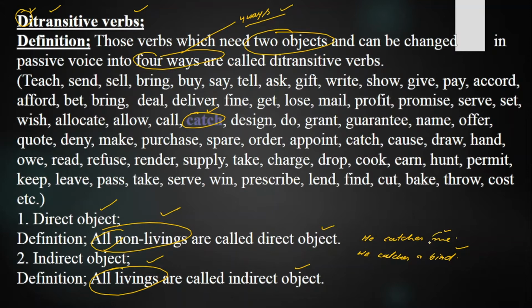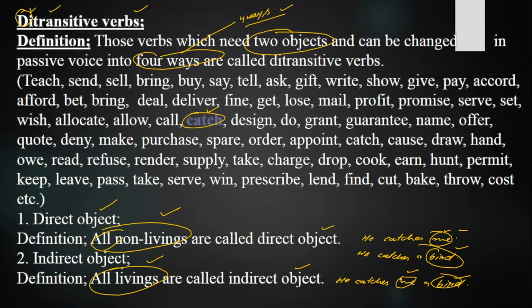So for that, the indirect and direct object both are necessary to be put together. Now if I say he catches me a bird, over there the sense is clear. He catches me what? A bird. He catches a bird for whom? For me. So over there the meaning is clear and understandable.